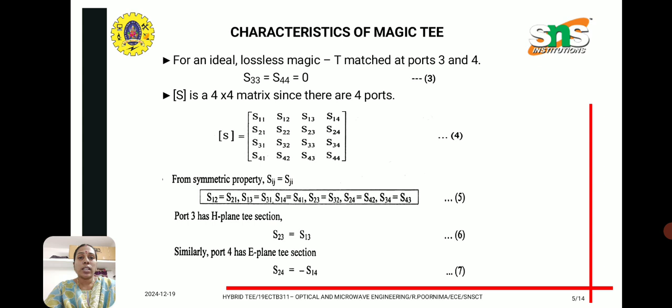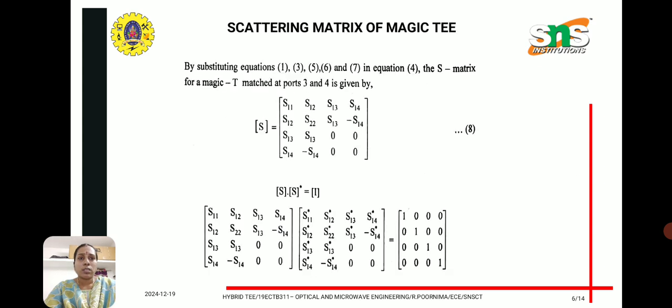Port 3 has an H plane T section, so the values S23 and S13 are equal because there are in-phase waves. Port 4 has an E-plane T section, so S24 and S14 are equal but have an opposite sign. So we use minus S14. We substitute all these conditions in the S matrix and apply the unitary property, where the S matrix multiplied by the conjugate of the S matrix is equal to the identity matrix.